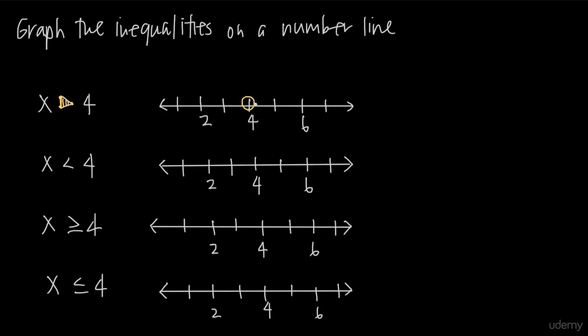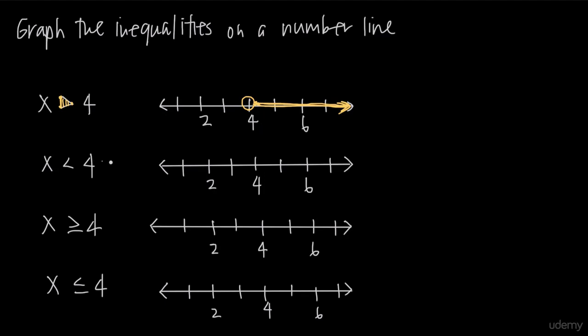So then I need to draw a ray coming out of this circle and extending out toward the right, because all of these numbers out toward the right here are the numbers that are greater than 4, right? 5 is greater than 4, 6 is greater than 4, 7 is greater than 4, even 4.00001 right next to this circle is greater than 4, and x can take all of those numbers. It just can't be equal to 4.